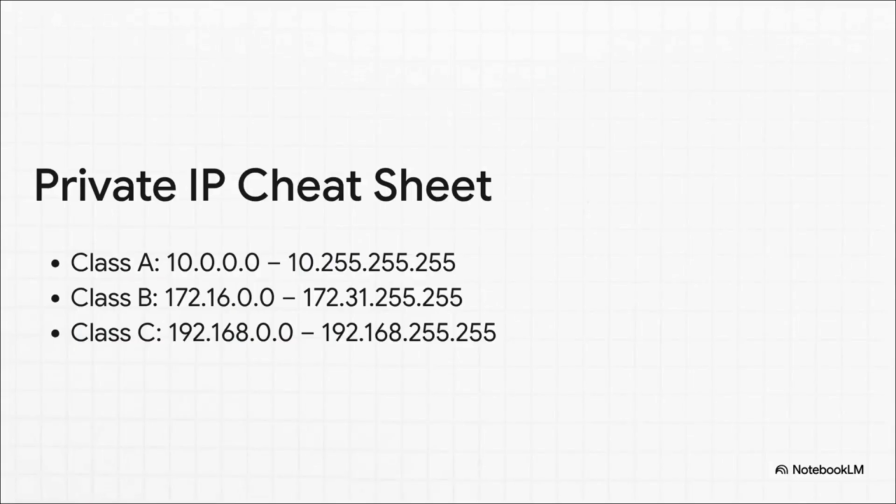All right, if you're studying for the exam, this slide is gold. Memorizing these 3 private IP ranges is absolutely non-negotiable. Seriously, these are the addresses you'll find inside almost every home and business on the planet. You have to know the 10. range, the 172.16 through 172.31 range, and of course the incredibly common 192.168 range. Burn these into your brain.